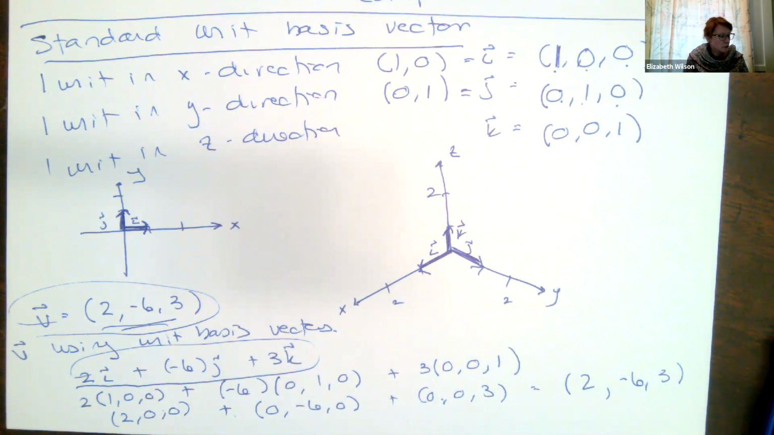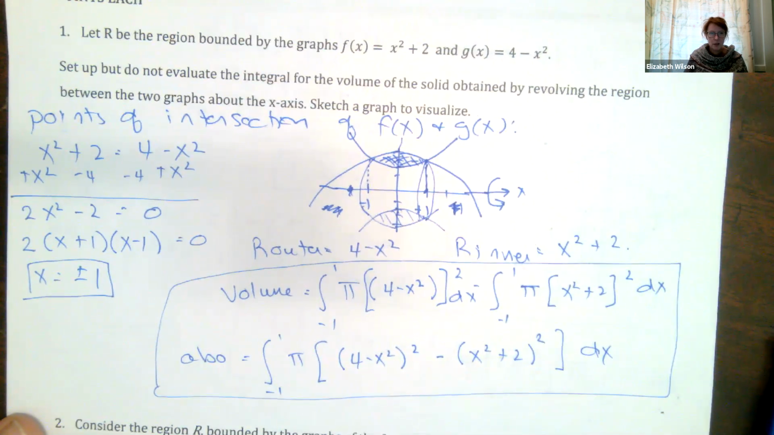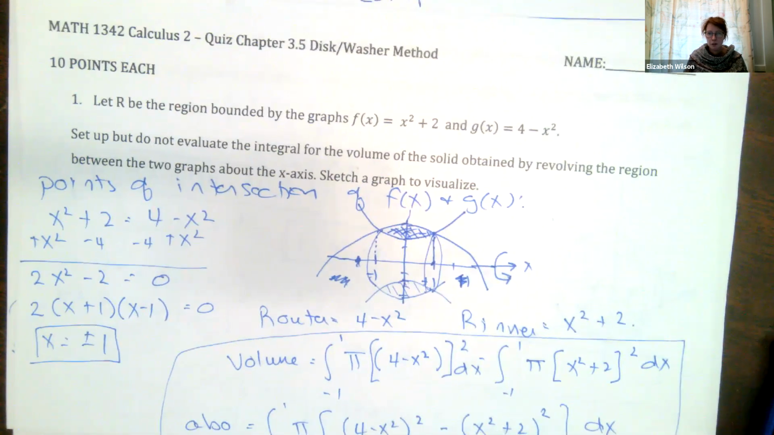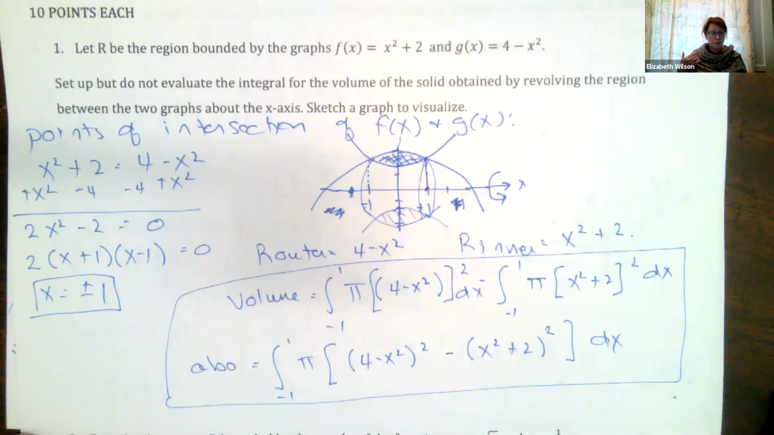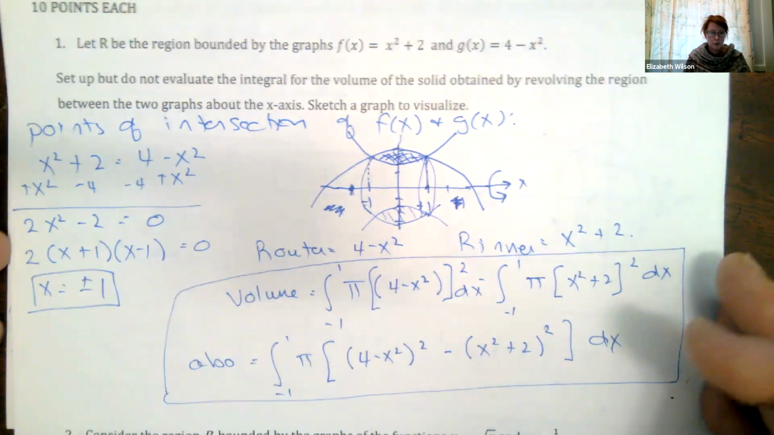Which chapter? Which quiz do you want to talk about? Most recent, 3.5, perfect. All right, so these are my quiz solutions. So question 1, this is the chapter 3.5 disk washer method. And if you guys don't want to hear this, you're good on all this stuff, you're free to leave. And we're just going to go answer questions here.